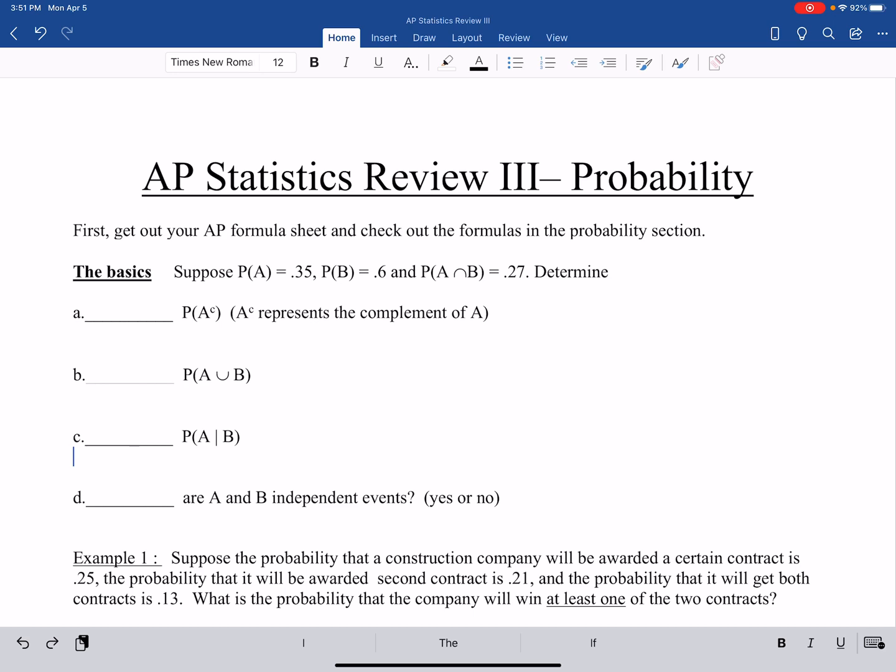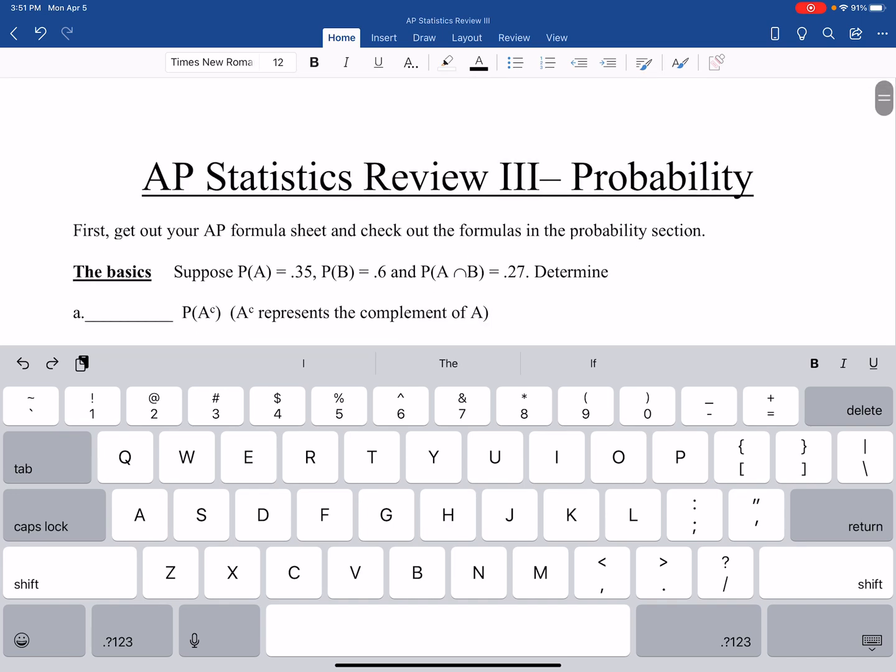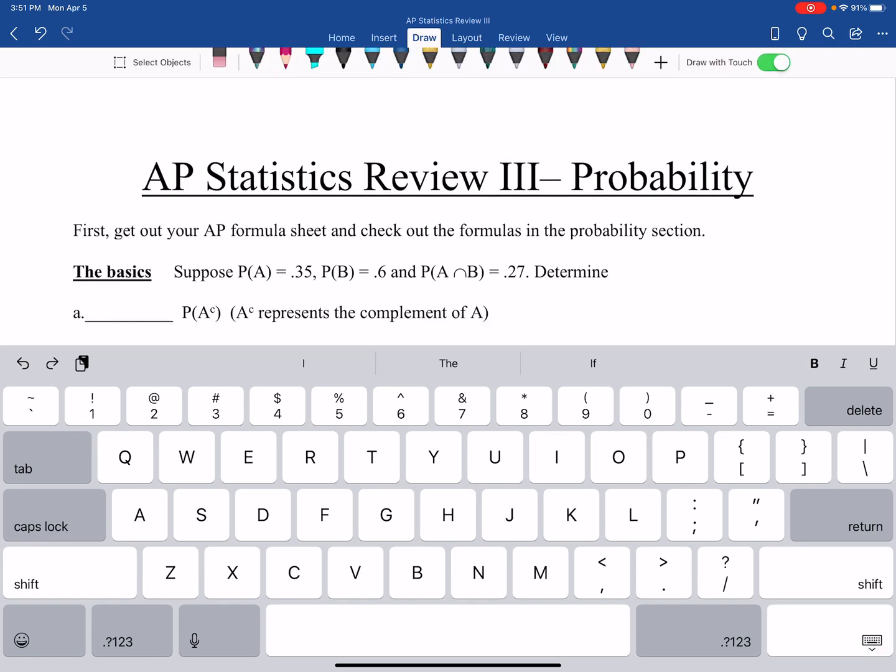All right, so I'm going to start out with the basics of probability. On the first part, it says the first thing you need to do is to make sure you look at your AP formula sheet and check out the formulas that you're given on the probability. So I'm just going to go over a couple of those.